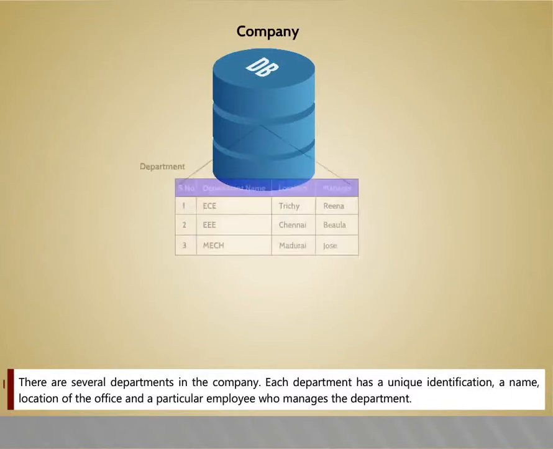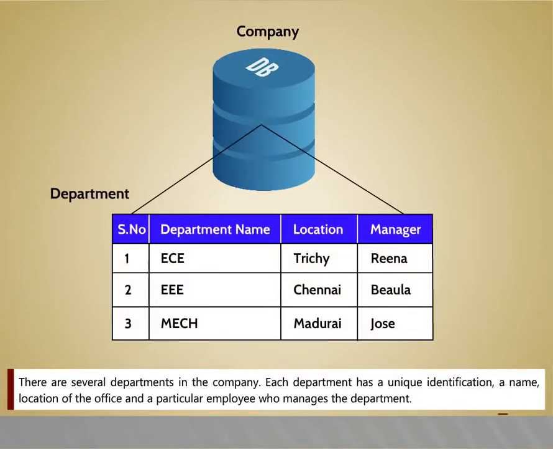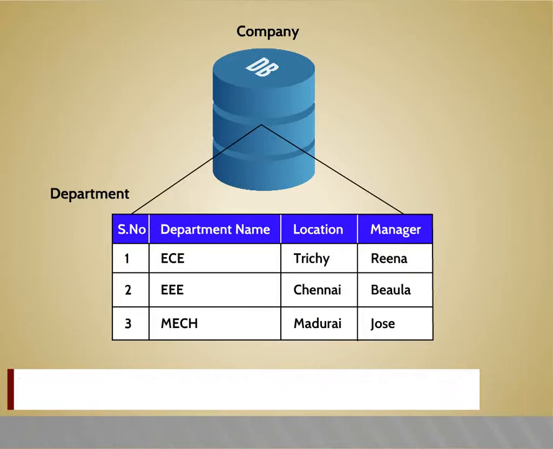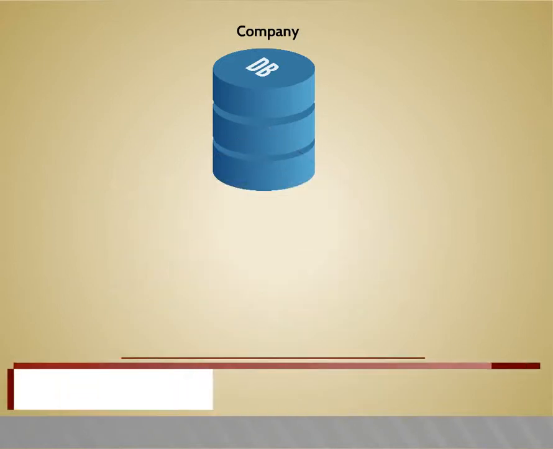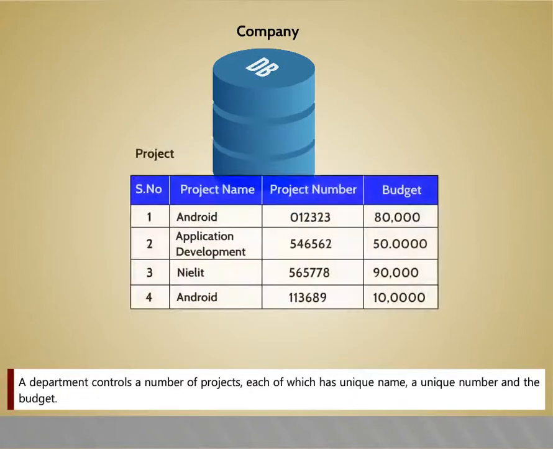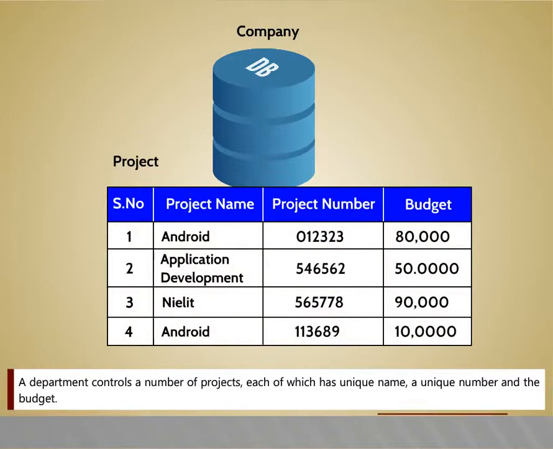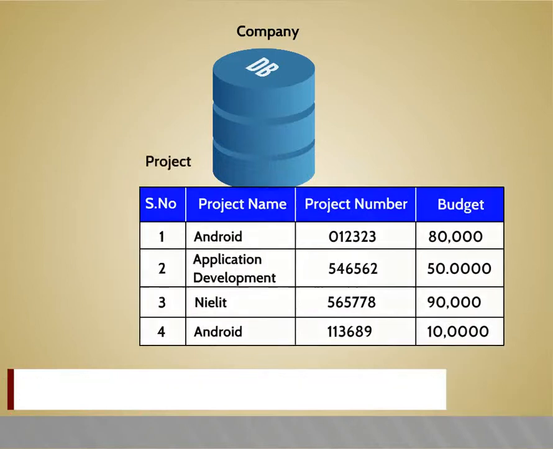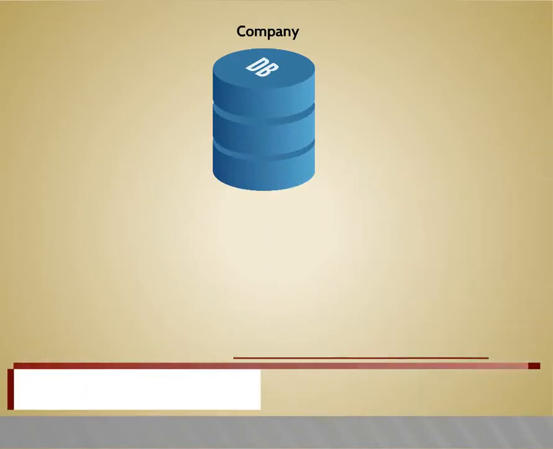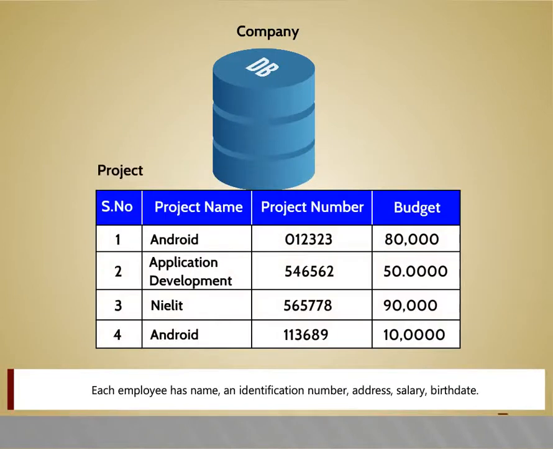There are several departments in the company. Each department has a unique identification, a name, a location of the office, and a particular employee who manages the department. A department controls a number of projects, each of which has a unique name, a unique number, and a budget. Each employee has a name, identification number, address, salary, and birth date.